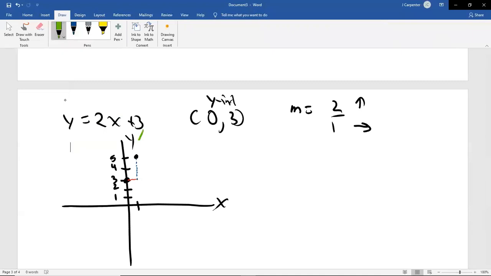Then we can connect them with a line. Nope, that's going to be bad. Let's try again. There we are. And there's our line. That arrow is a little ugly.